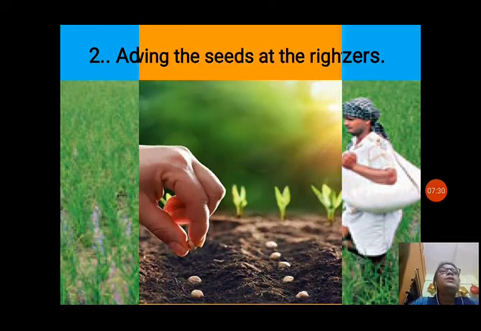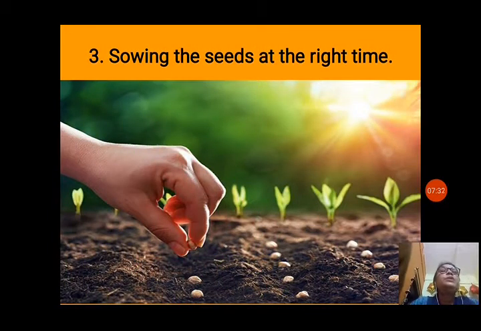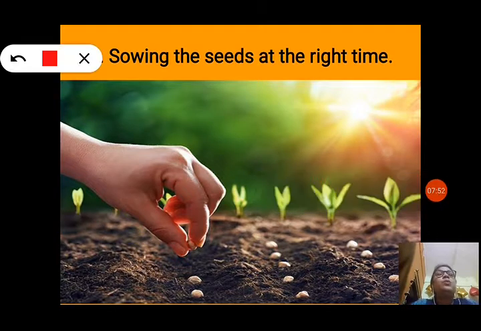Now the third step is sowing the seeds at the right time. The sowing time is different, as you know, two types of crops are there, rabi crops and kharif crops. So the time is different for each and every crop. We should see which crop to sow at that time, and then sow the seed. You can see in this picture a farmer sowing the seed.